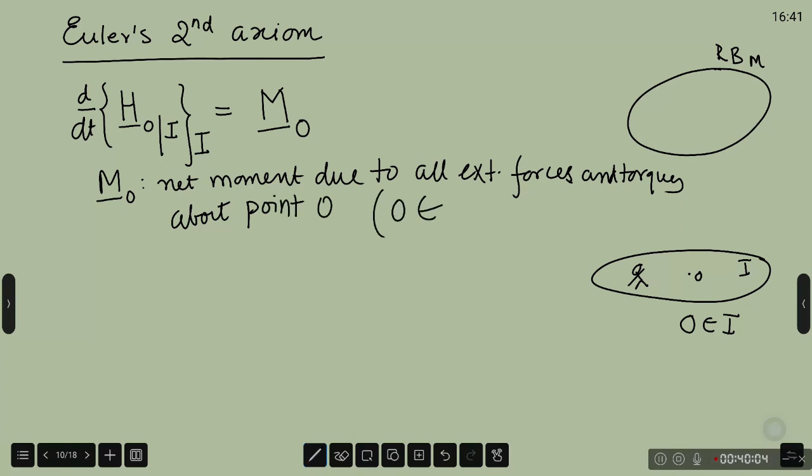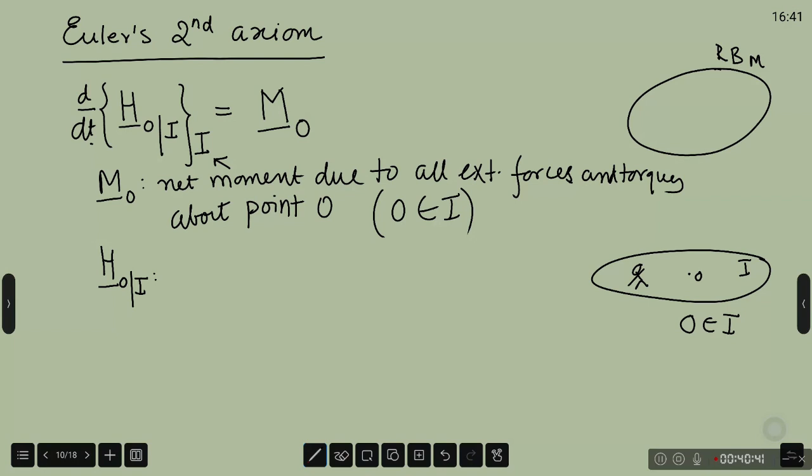I hope this sentence is meaningful. I have defined how moment due to all external forces can be computed. I have been talking about MA, M prime A, right? So we know how to find MO. Then on the left hand side, I have the time derivative of a vector with respect to I, and that vector itself is HOI. What is HOI? I wonder if you remember.